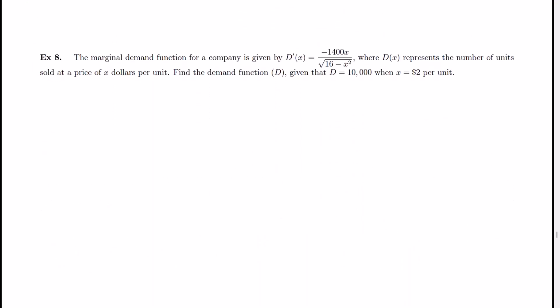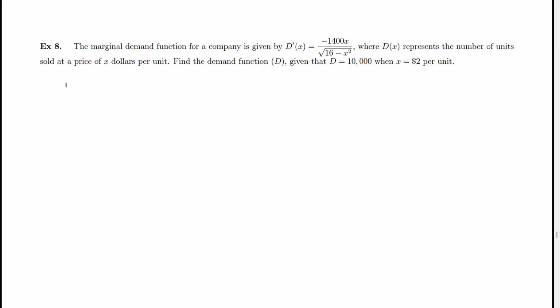So let me do this, and I'll be doing it a little bit fast because we've done so many of these types of problems so far. So negative 1400x divided by the square root of 16 minus x squared. So what I'd like to do is find d itself. So I'm going to say that the demand function is basically the antiderivative of this negative 1400x all divided by the square root of 16 minus x squared.